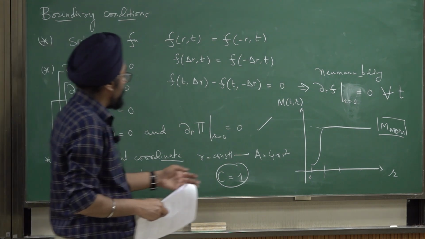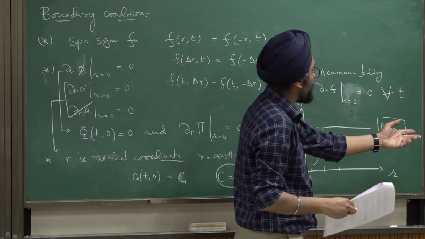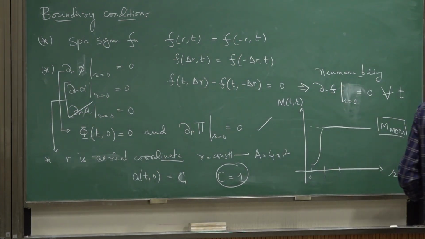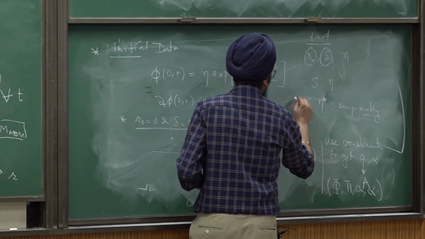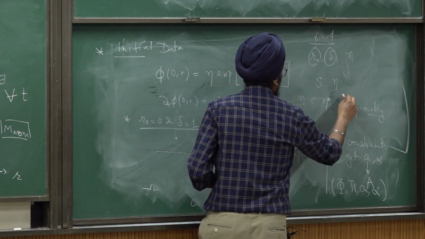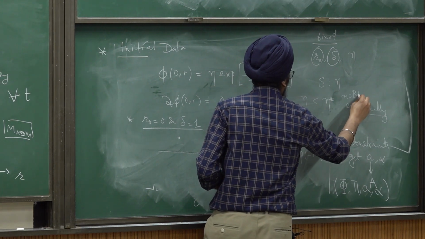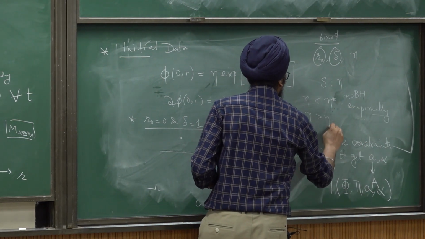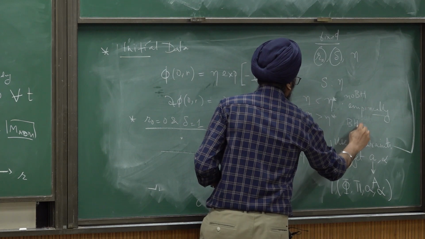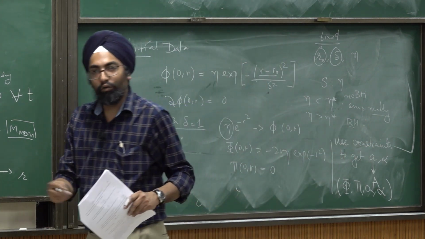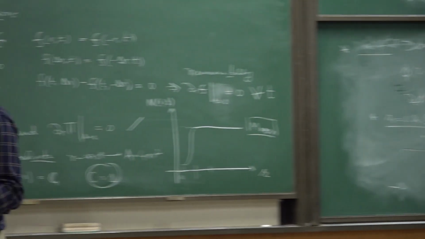So how do you decide what parameters basically decide it? It is all decided by eta. Given eta less than eta star, there would be no black hole. Eta greater than eta star, there is black hole formation taking place. But then the question is what happens when eta is close to eta star.